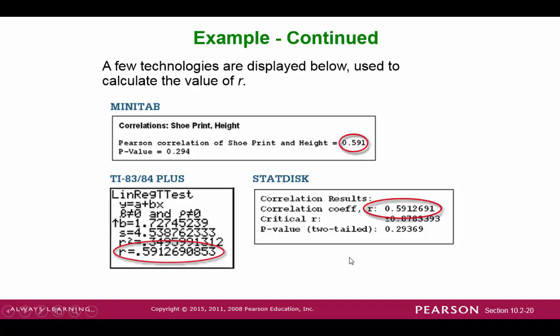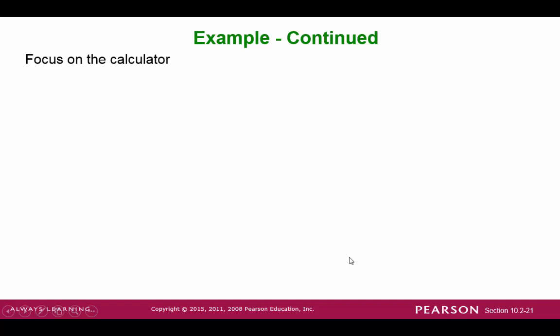So here are a handful of technologies that can be used. We'll focus on the TI-83/84 calculators. Let's take a closer look at how to do that. In our calculator, the first thing we want to do is enter our data into the lists. In general, we want to use L1 and L2. So if we clear that out and enter the data, that's a good place to start.